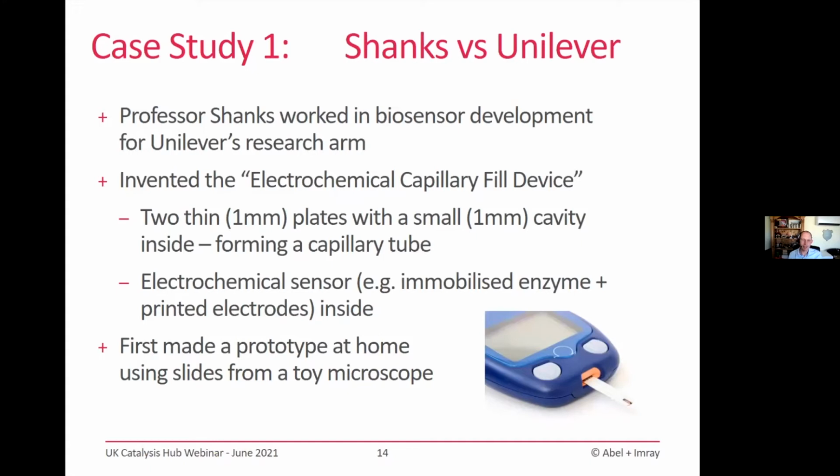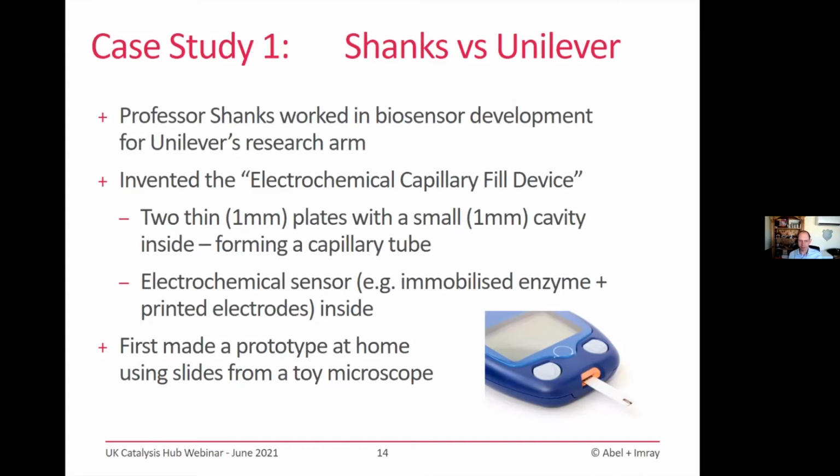And then in between those plates, inside the cavity, you could put an electrochemical sensor, and that could be an immobilized enzyme with a printed electrode inside. The idea here is that a fluid to be tested is drawn into the tube by capillary action and brought into contact with the sensor, and then the sensor can make some kind of reading. Ultimately, this has gone on to be used in glucose measuring devices, and that's what's shown in the little picture on the right-hand side there. So you put a little droplet of blood on the end and you get an immediate glucose reading.